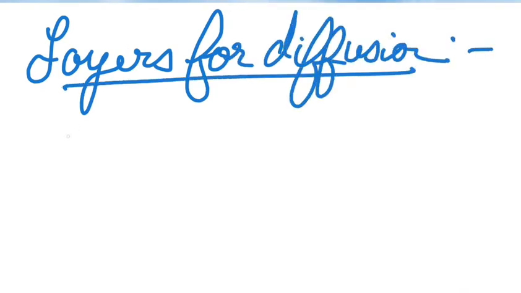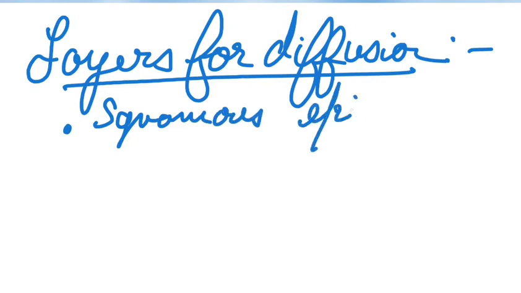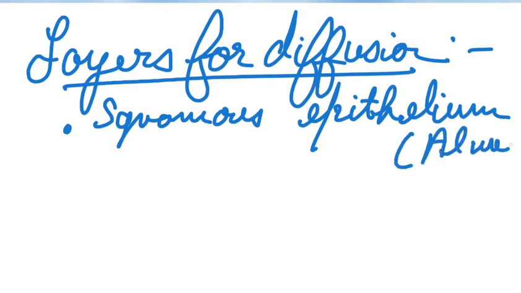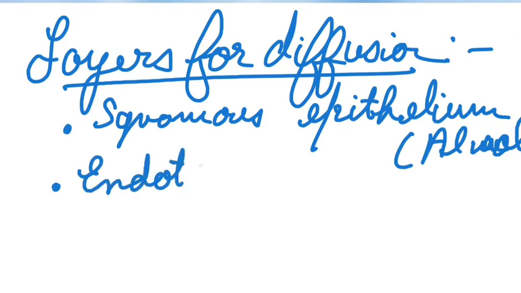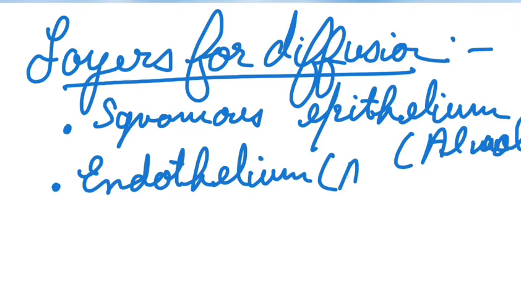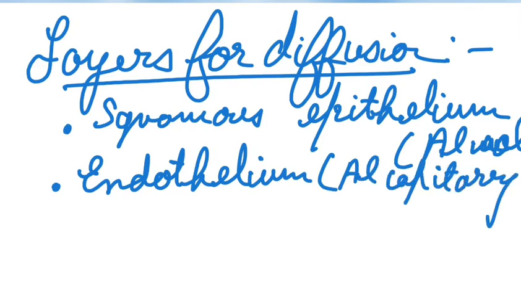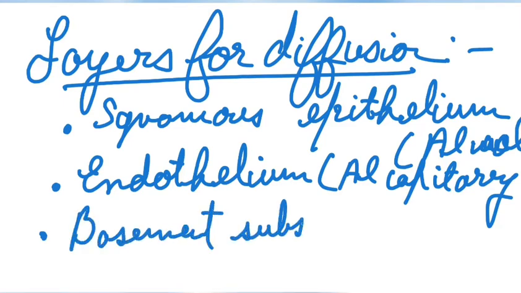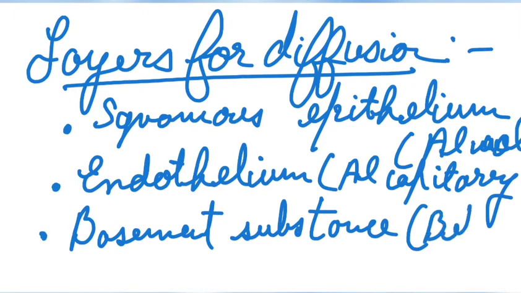Now let's talk about our third point, which is layers of diffusion. We have mainly three layers of diffusion. First, we have squamous epithelium, which is present in alveoli, and next we have the endothelium of alveolar capillaries. Between these two layers we have the basement substance, and gases also have to pass through this basement substance.